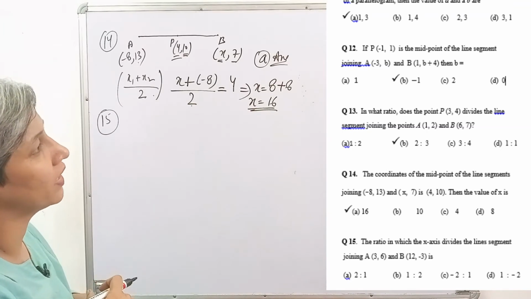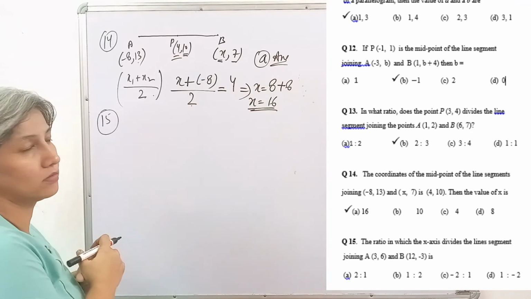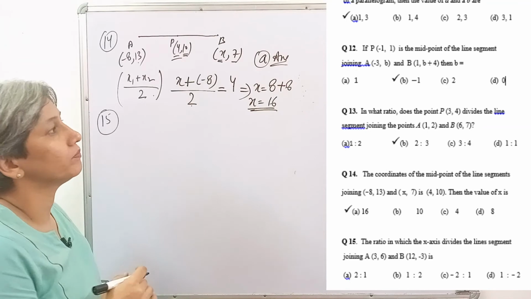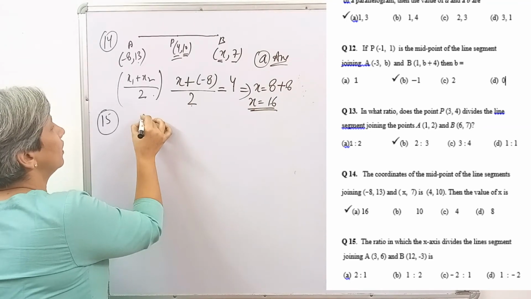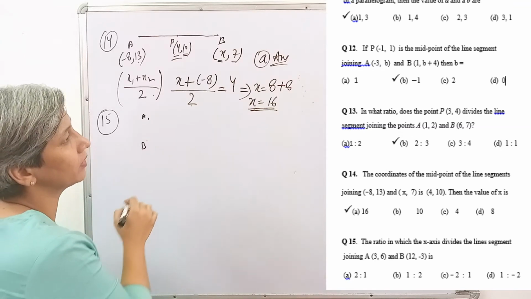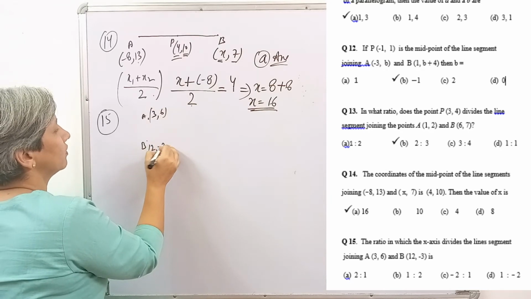The ratio in which the x-axis divides the line segment joining A and B is... okay, we did ratio questions earlier too, and this time we have the x-axis. There are points A and B given as (3, 6) and (12, -3). (3, 6) and (12, -3).